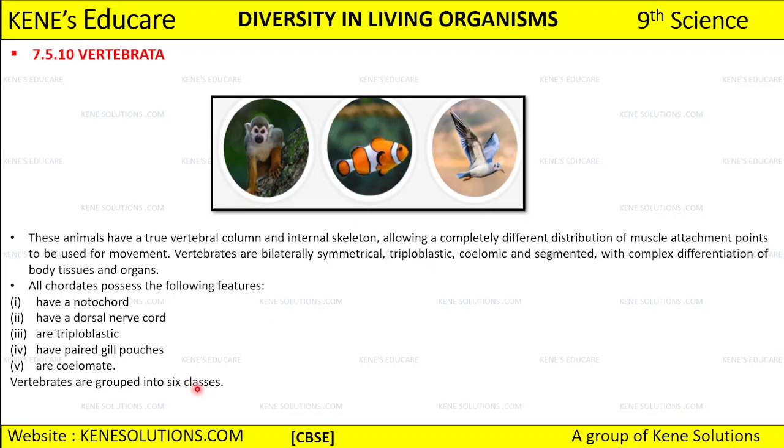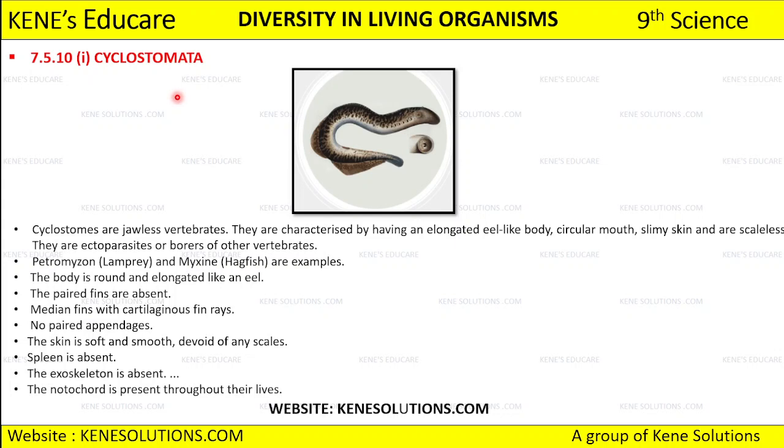The first class is Cyclostomata. These cyclostomes are jawless vertebrates. So animals that do not have jaws come under Cyclostomata. They are characterized by an elongated eel-like body, a circular mouth, slimy skin, and they are scaleless. They don't have scales on their body. They are ectoparasites or borers of other vertebrates.